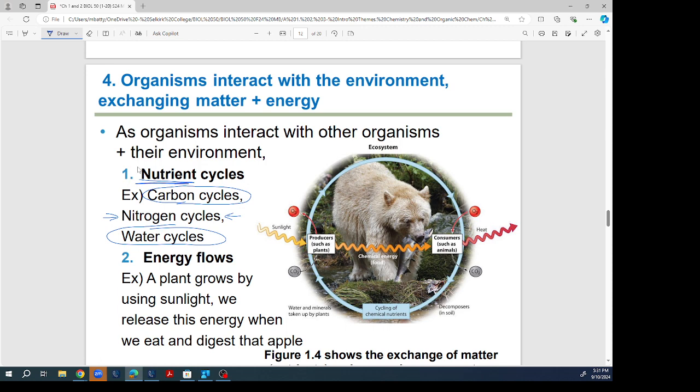The other thing that cycles through or flows through is energy. And so if you were to think of it, the sunshine allows the plant to grow. And then we eat that plant and release that energy when we digest it. And so this idea of producers such as plants, so that would be the apple tree, and then over here, consumers such as animals, I'm going to say that's me because that's what I had for lunch was an apple. And so producers and consumers, nutrient cycles and energy cycles or energy flow are really common themes again because all organisms interact with their environment.